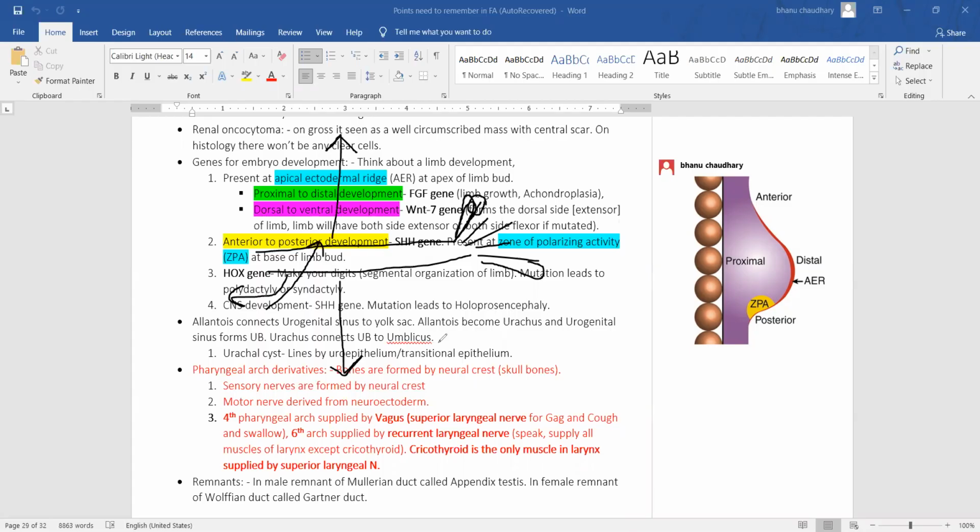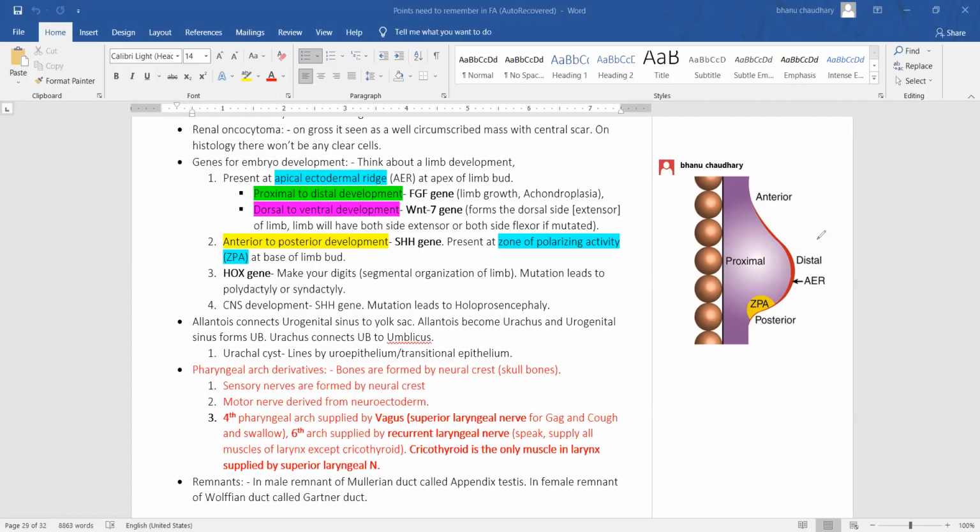So please note the function: anterior to posterior. That means from head to toe. What structures are going to be towards the head side? What structure is going to be towards the toe side? It totally depends upon the Sonic Hedgehog gene. Finally, you have the Hox gene. What structure is going to be at what location?